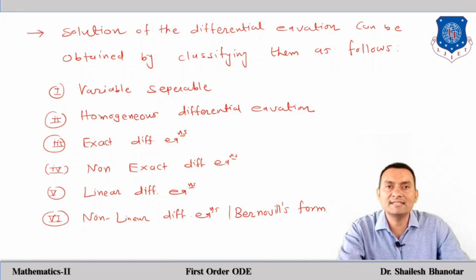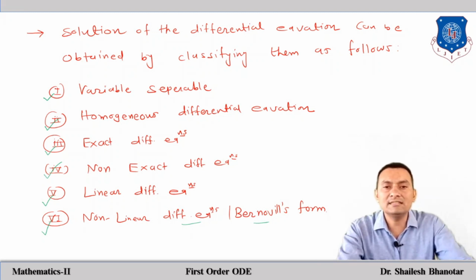First we have to classify. Is the differential equation variable separable? That means if we can separate the variables, then we can apply the variable separable method. Then we will talk about the homogeneous differential equation. That means if the differential equation is homogeneous, then we have another method. Then we have the exact differential equation, non-exact, linear differential equation, and the non-linear differential equation, which is known as Bernoulli's form, or Bernoulli's differential equation. All these we will discuss in this chapter.